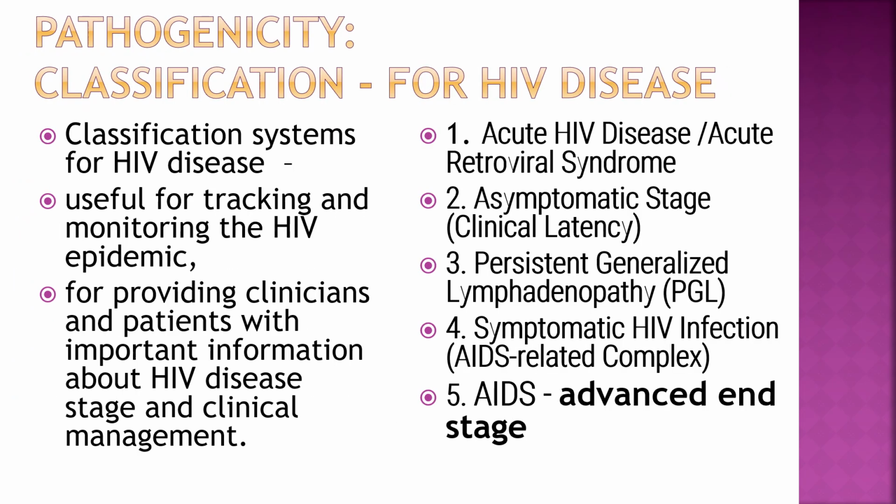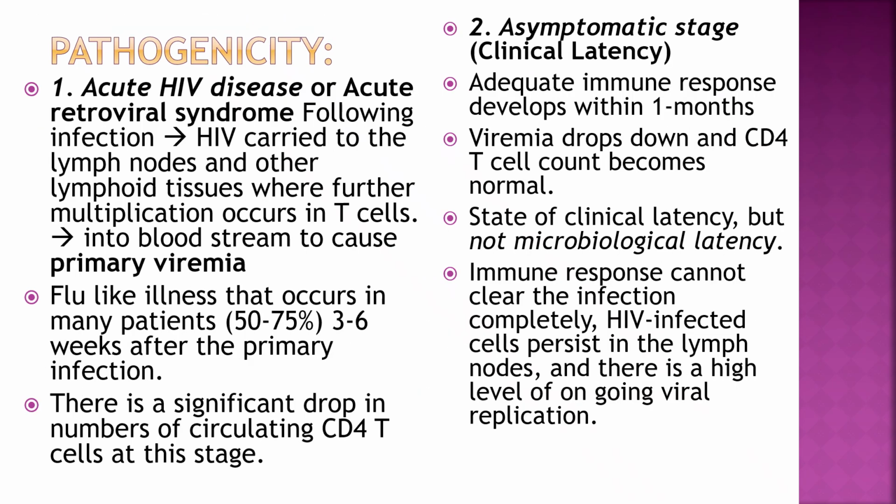Pathogenicity classification for HIV disease. The classification system for HIV disease is useful for tracking and monitoring the HIV epidemic, and for providing clinicians and patients with important information about HIV disease stage and clinical management. Clinically, first is acute HIV disease, acute retroviral syndrome. Second, asymptomatic stage, that is clinical latency. Third, persistent generalized lymphadenopathy. Fourth, symptomatic HIV infection, AIDS-related complex. Fifth, AIDS, that is advanced end stage. So let's see in detail.